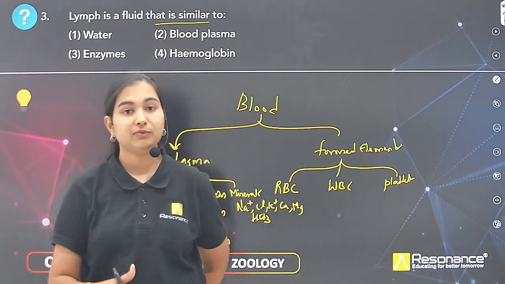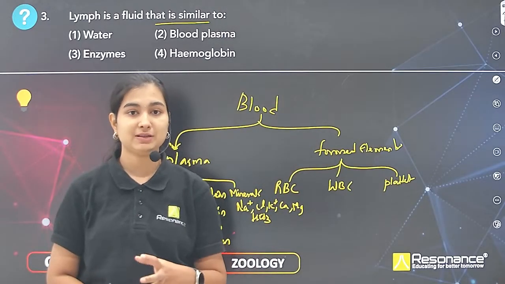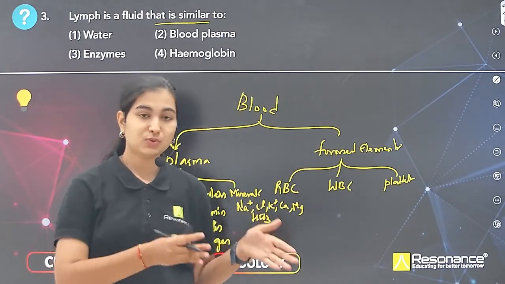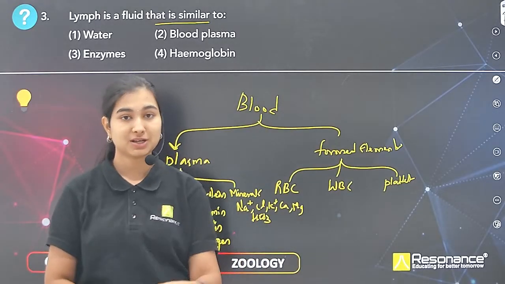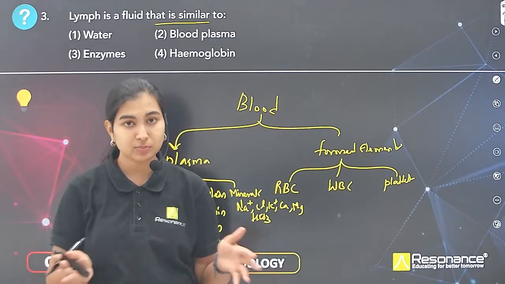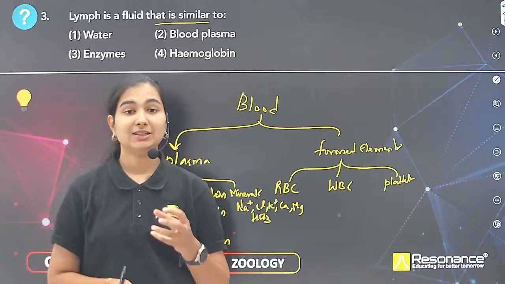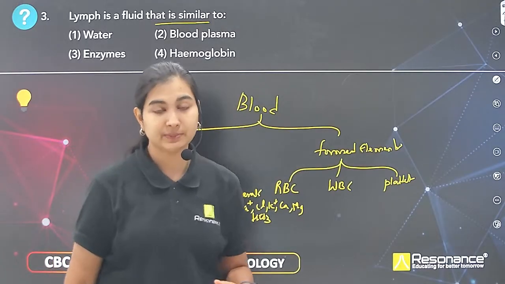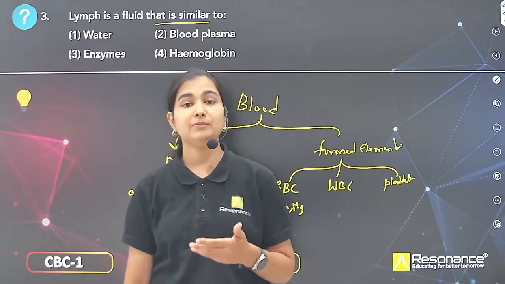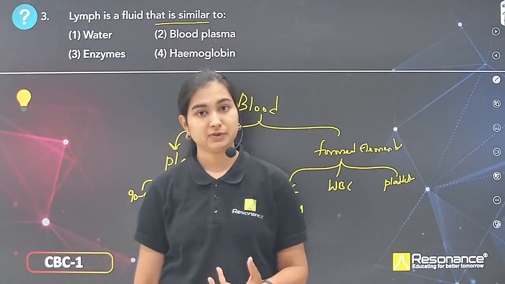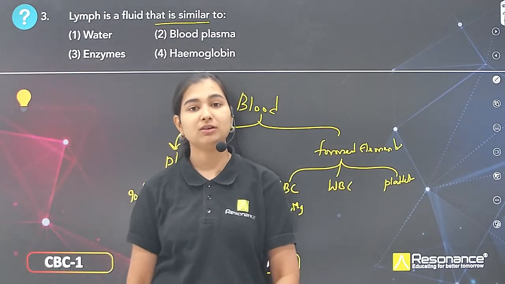Now when the blood is flowing into the capillaries, moving from the artery to the vein, because of the hydrostatic pressure, what happens? The fluid would be oozing out. That gets collected in between the tissues and this is called the interstitial fluid. Now when this interstitial fluid enters into the lymph capillary and lymph vessel, that is called what? The lymph.